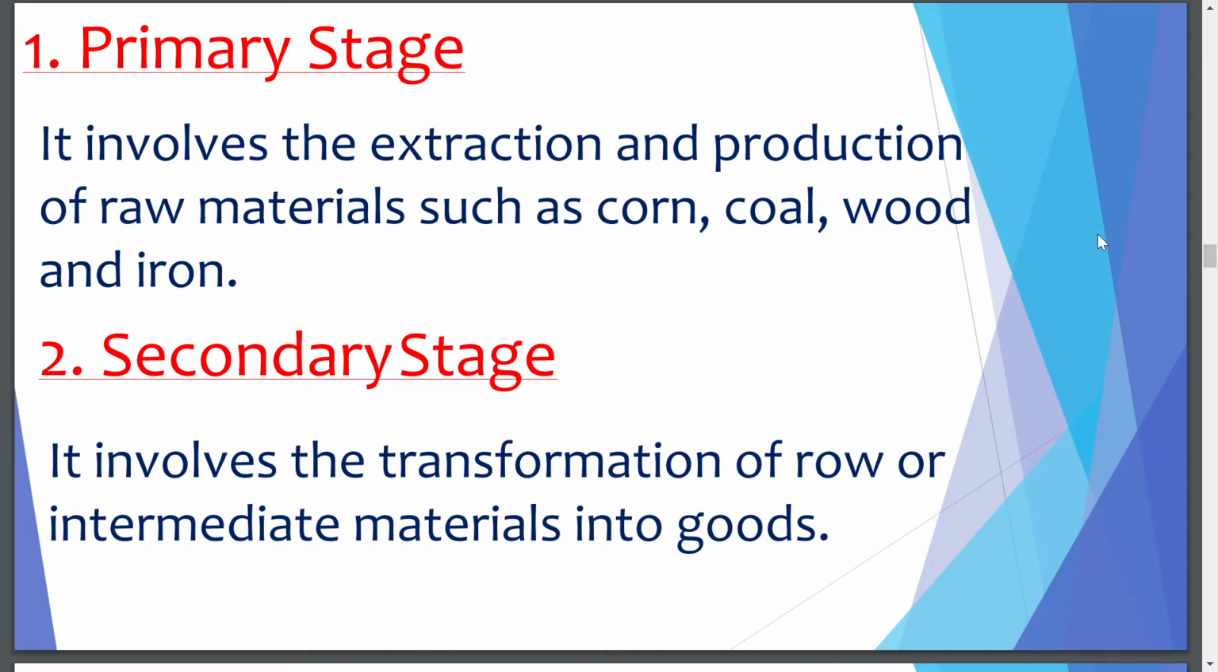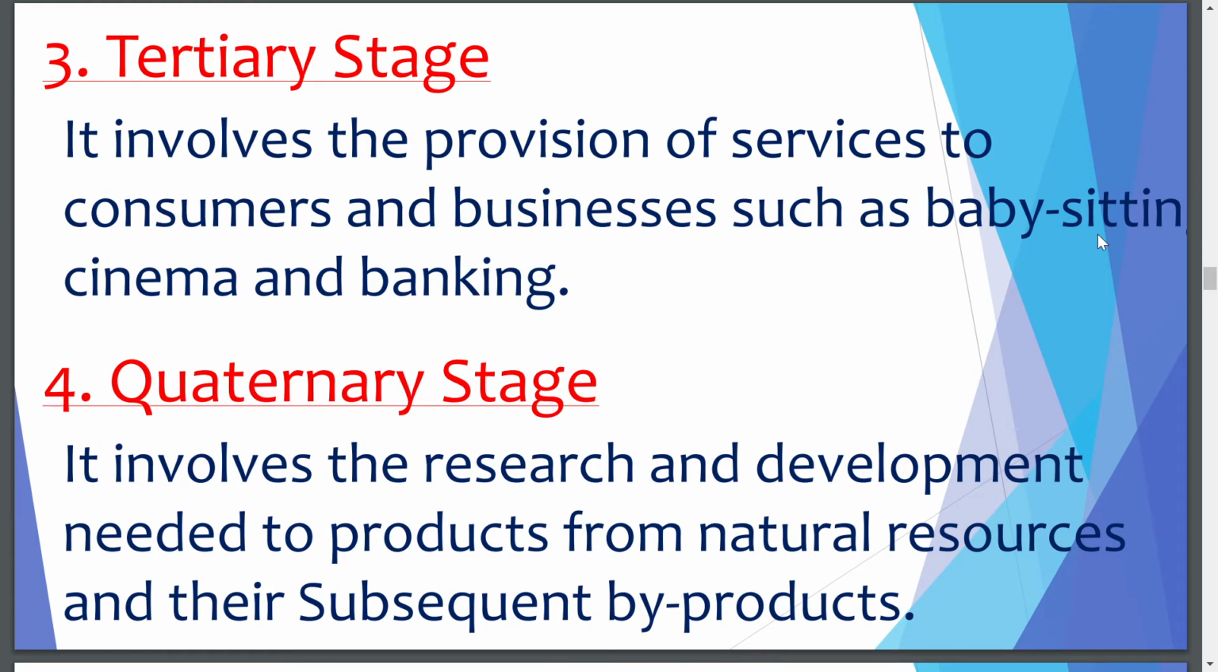Then the secondary stage involves transformation of raw materials or intermediate materials into goods. The conversion of raw material into goods is called the secondary stage. Then the tertiary stage involves the provision of services to consumers and businesses such as babysitting, cinema, and banking. It includes the businesses and services that you provide to your customers and consumers, like daycare centers, babysitting, banks, finance departments, and the cinema. All of them are in the tertiary stage.